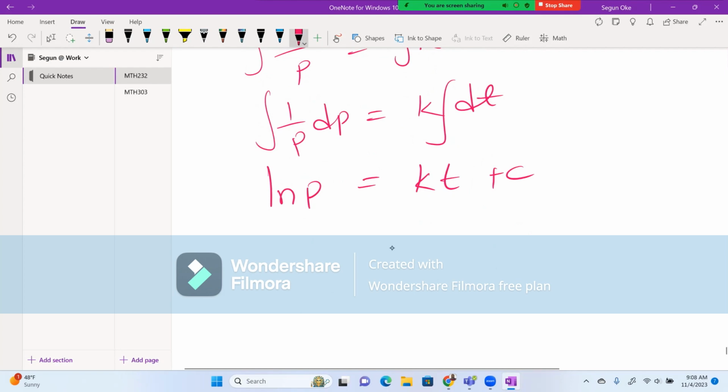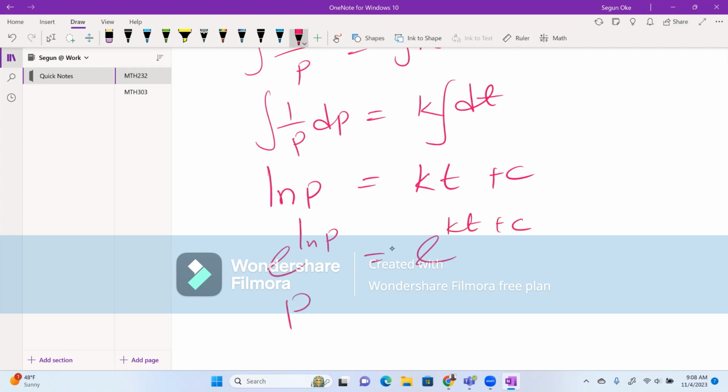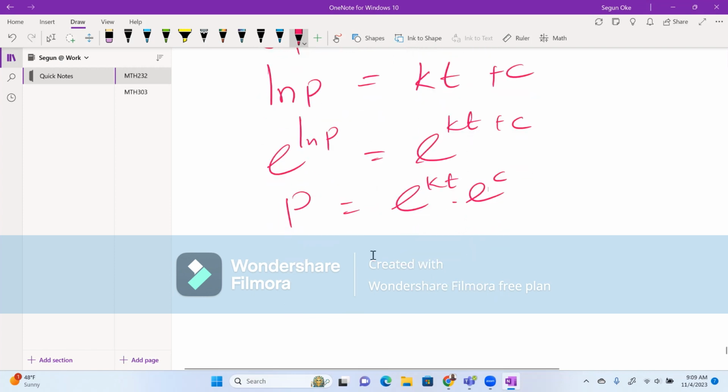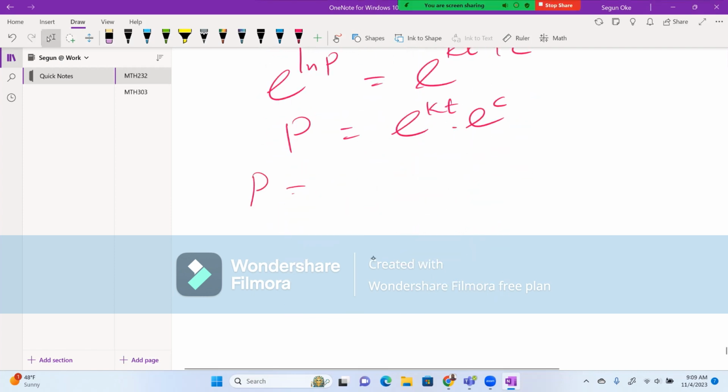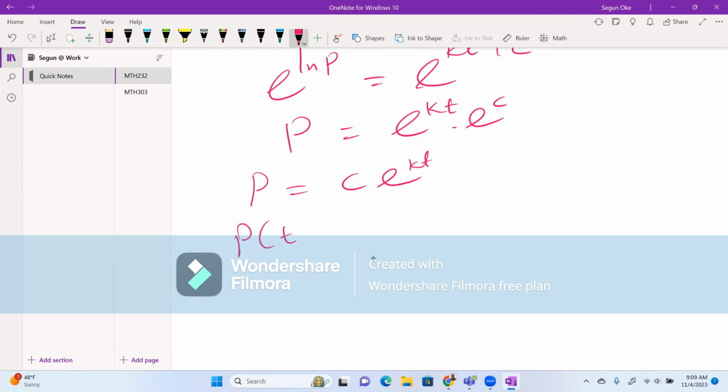Then take the exponential of both sides. What do I have? Exponential of ln P equals exponential of KT plus C. So I'll have P equals exponential KT times exponential C. At the end of the day, I have P equals C exponential KT. So in this case, we have P of T equals C exponential KT.